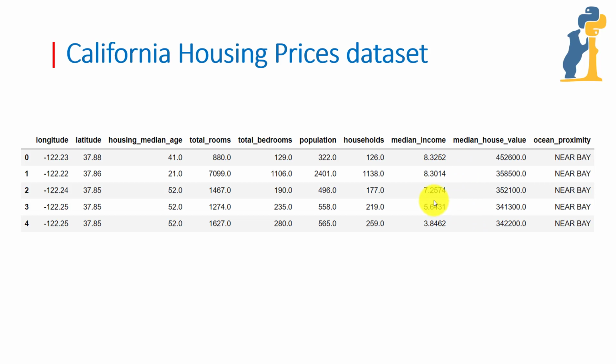For the metric median house value, this is the aim of the machine learning model, to predict this one. Median house value is the median house value for households within a block, measured in US dollars. And for the metric ocean proximity, it determines the location of the house with respect to the ocean or sea. These are the metrics, or variables, or features and attributes. And these are the instances, or observations: observation 0, observation 1, observation 2, and so on.